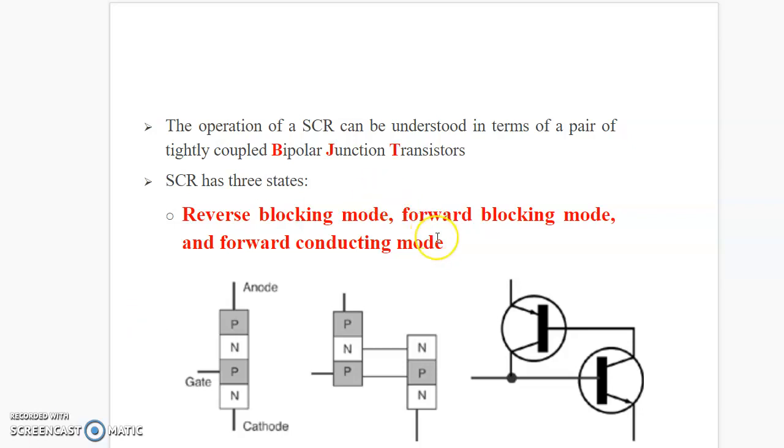But if the current in the forward blocking mode is increased beyond a minimum threshold, the SCR will start conducting. That minimum threshold current is known as the latching current. So latching current is the minimum current at which the SCR will start conducting even in forward blocking mode when the gate is not applied. And the third and final mode is forward conducting mode.